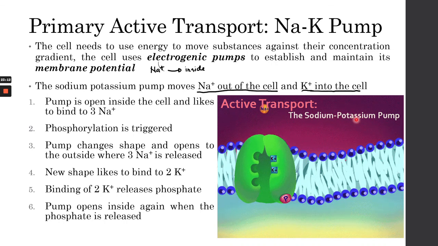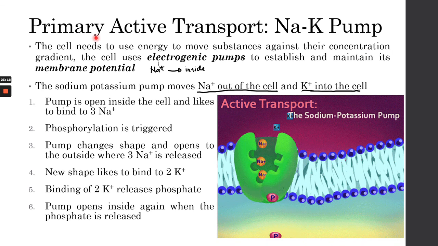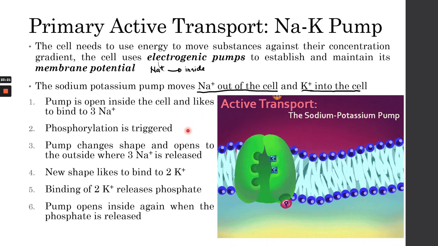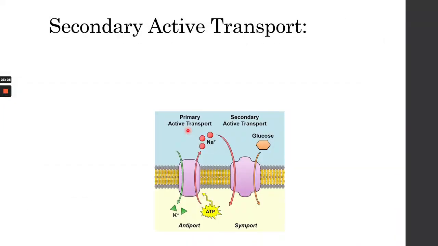So that is an example of primary active transport. The sodium-potassium pump is one of the most popular primary active transport mechanism ng cell. Yun, so K is released inside. So what is a secondary active transport?